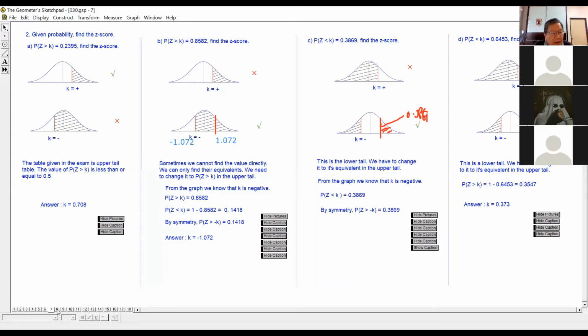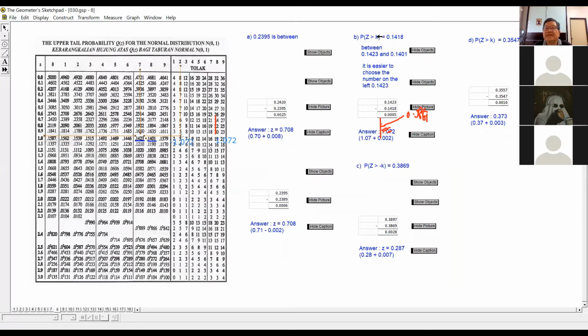So we go to the table here and we try to find. Okay, so this is one: the probability of Z greater than negative K is 0.3869. So you look at the table here. Which one lies between which two numbers? 3869 lies between two numbers. What are the two numbers? Can you see clearly from your screen or not? My screen here is very clear. Is your screen clear or not?